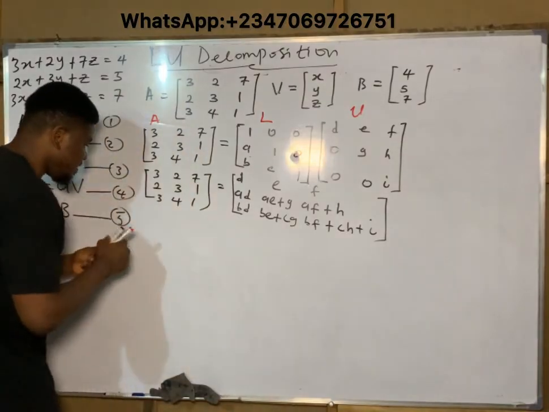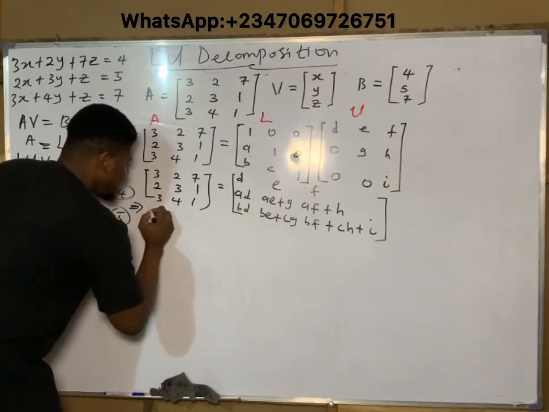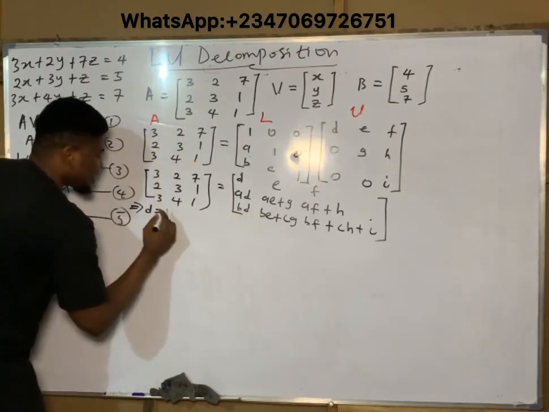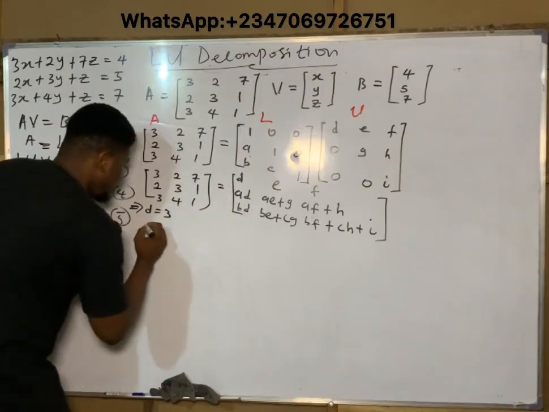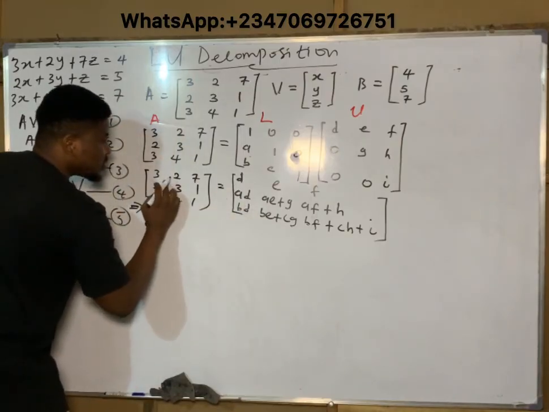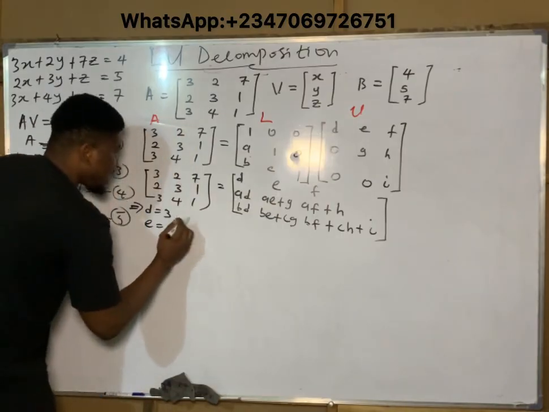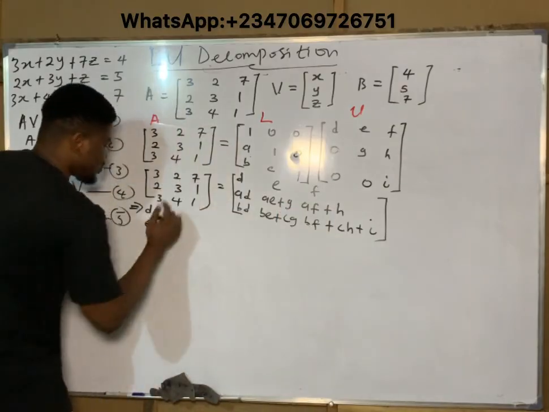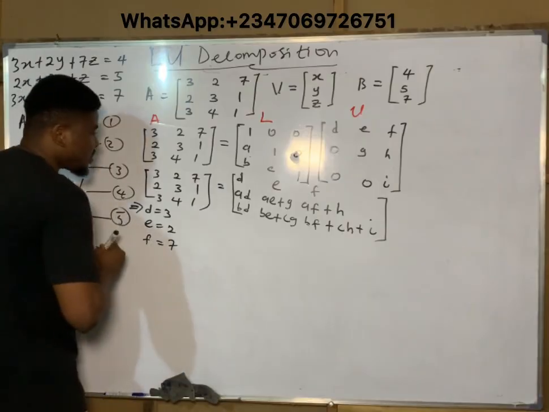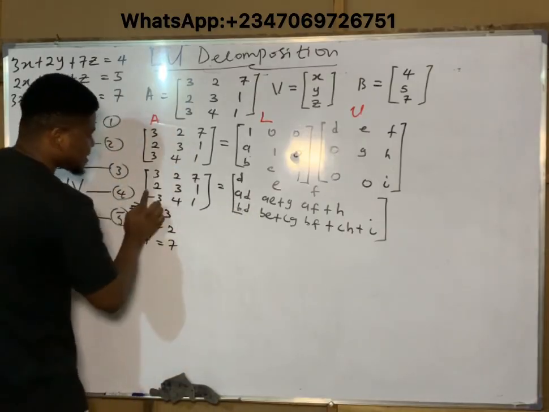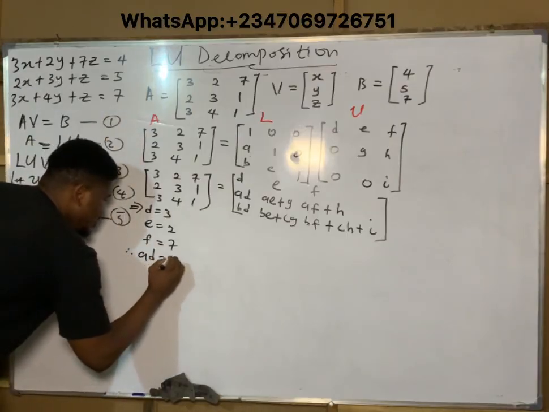So if that's the case, then this simply implies that I'm going to have my D to be equal to 3. I'm going to have my E to be equal to 2. And I'm going to have my F to be equal to 7. F equals 7. Next, we fall back now to AD. That's going to be equal to 2. So therefore, AD equals 2.